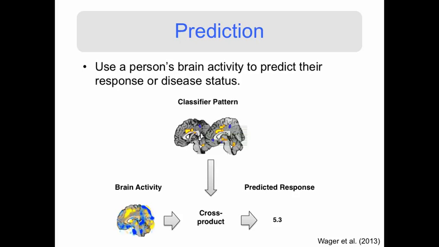Finally, there's been a lot of interest recently in using a person's brain activation to predict their response or disease status. For example, can we use a person's fMRI data and predict how much pain they're feeling, or whether they're at risk for some disease such as early onset Alzheimer's?